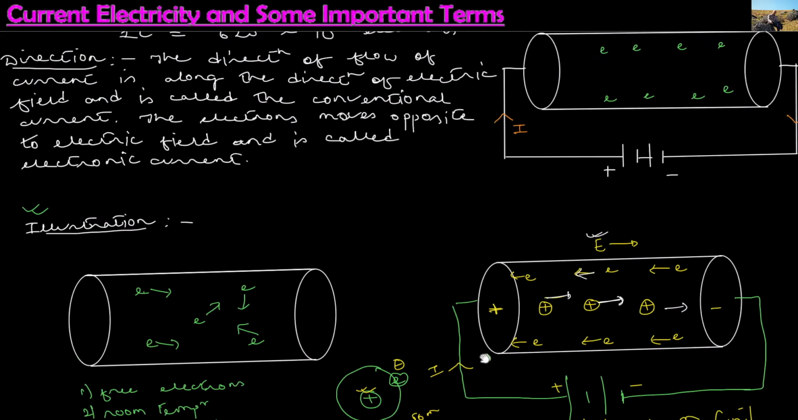So from here, the direction of the flow of current is along the direction of the electric field, and this is what is known as your conventional current. Conventional current is nothing but the movement of those positive ions. But don't get confused. The electrons are moving in a direction which is opposite to the current flow. Current I is moving in this direction, whereas electron flow is in a direction which is opposite to I.